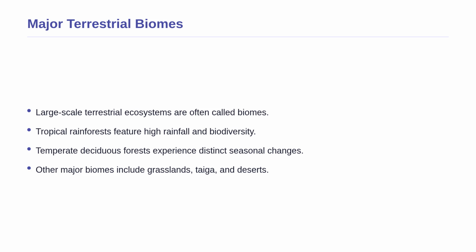Other major biomes include vast grasslands, the freezing taiga forests of the north, and the arid deserts. Each biome represents a unique evolutionary solution to the specific climate and soil of that region.